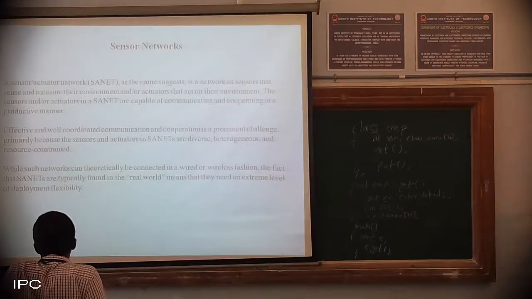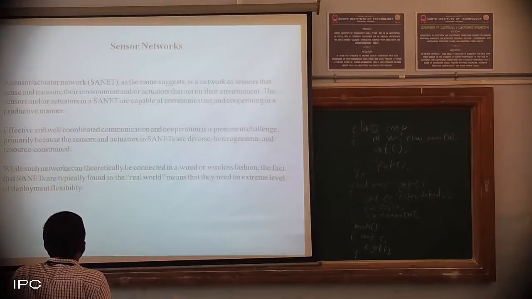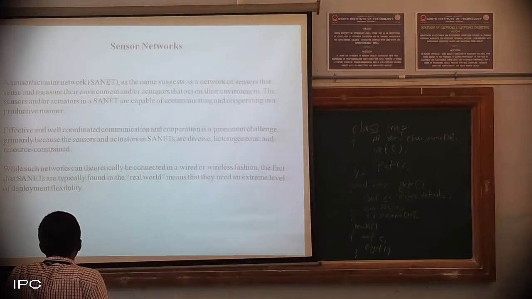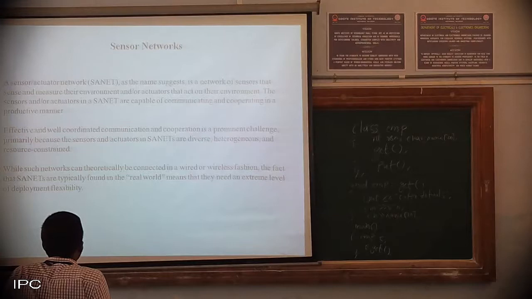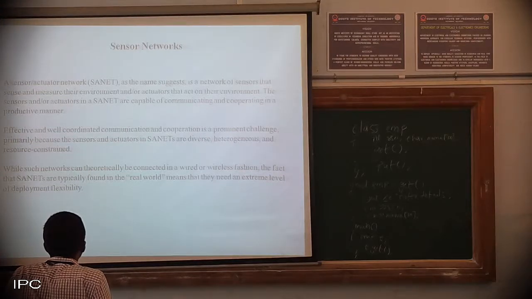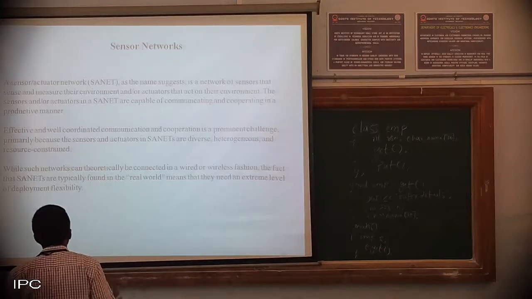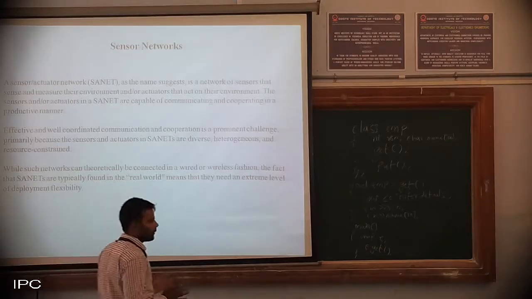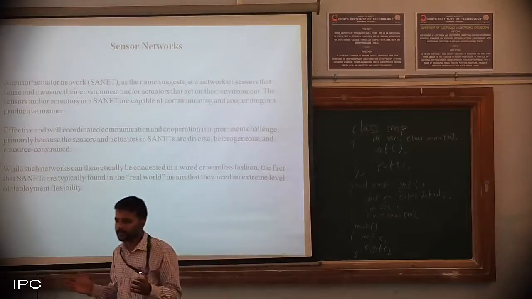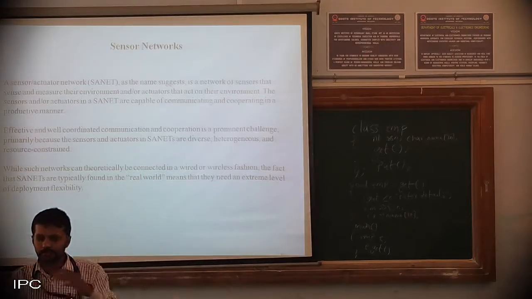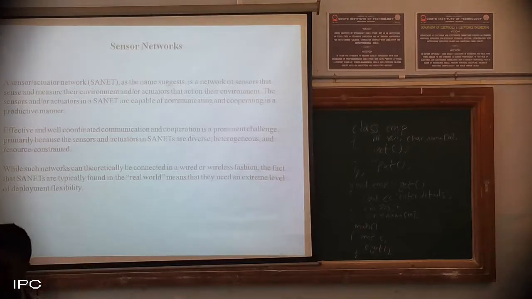Sensor or actuator network, as the name suggests, is a network of sensors that sense and measure their environment, or actuators that act on their environment. The sensors or actuators in SANet are capable of communicating or cooperating in a productive manner. Meaning communication between the sensors, actuators, or the sensor, processing unit, and actuators. So there definitely we require the network, so that we are discussing.